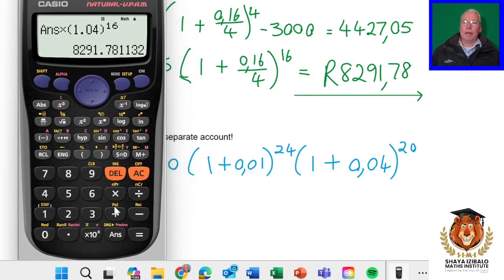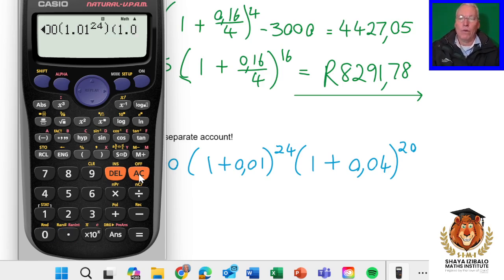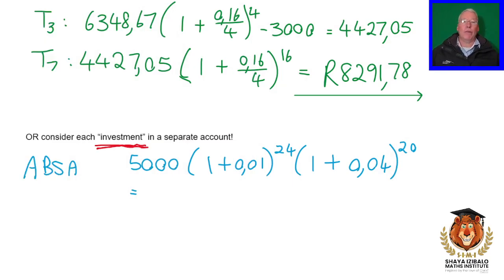That's going to be, okay, that's going to be 5,000, 1.01 to the power of 24 times 1.04 to the power of 20. Okay, and there it is. It's 13,910 and 72.